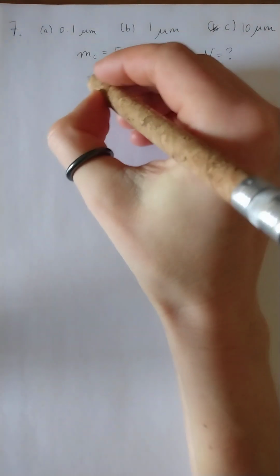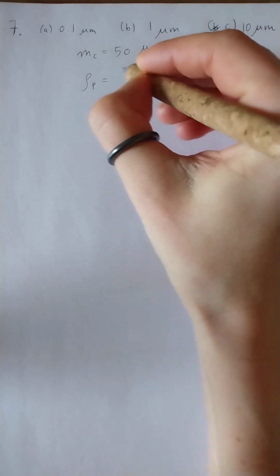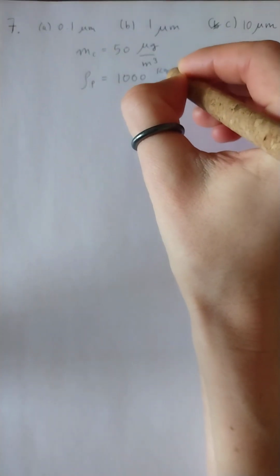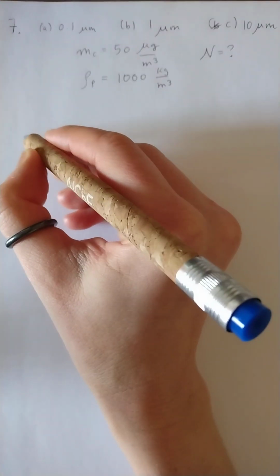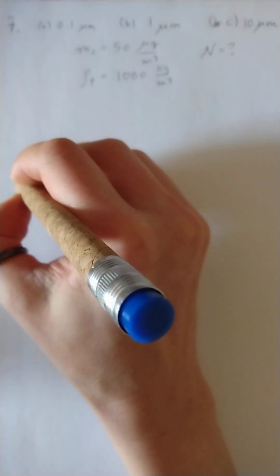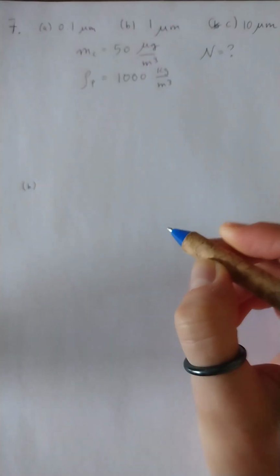Then it also gives us the density of the particles, which we're going to need, their standard density, which is 1,000 kilograms per cubic meter. Okay, so let's start with B, just because that's the easiest value to handle.